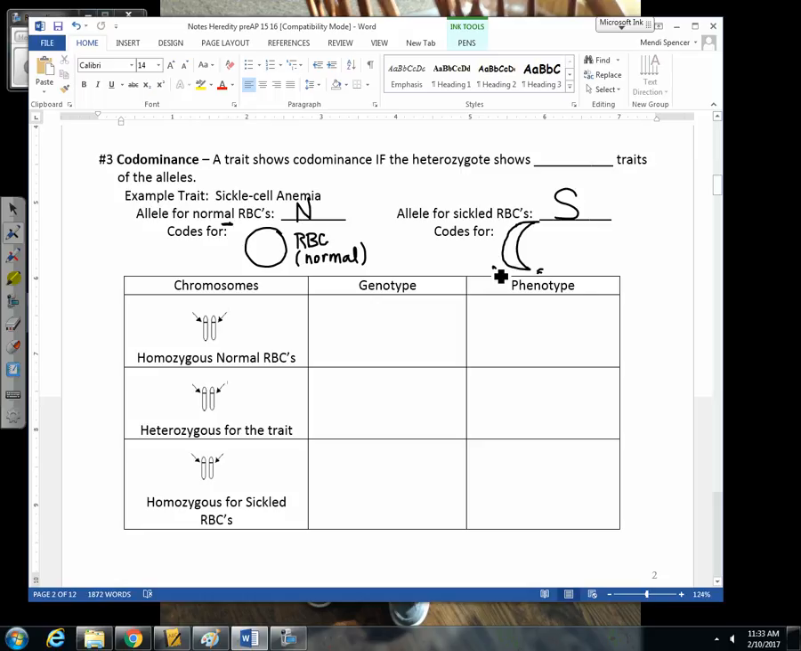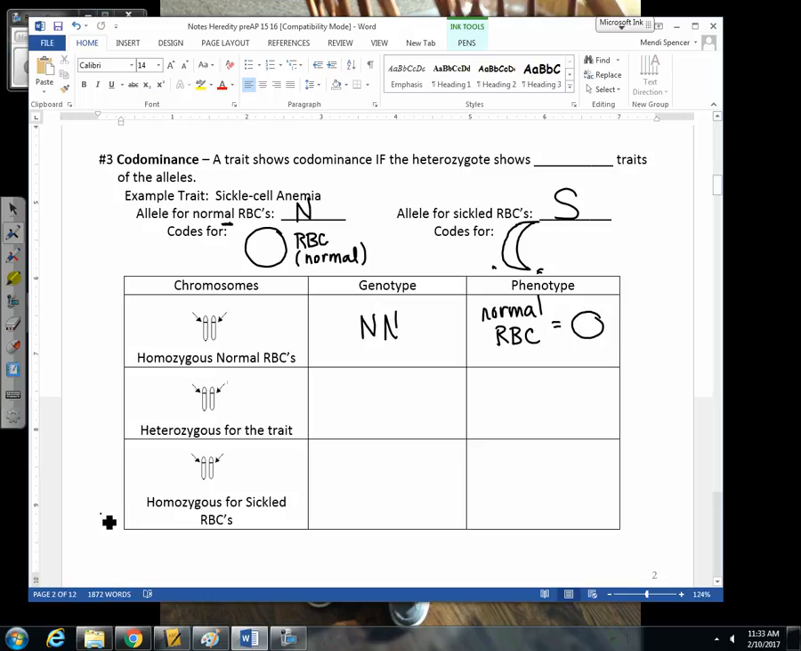So let's go through the different genotypes and phenotypes that we have in our population. When we have individuals that are homozygous for normal, then that means their genotype is they're going to have 2 codes for normal. And obviously their phenotype is normal RBCs, red blood cells. So all you're going to see in their veins are normal red blood cells.